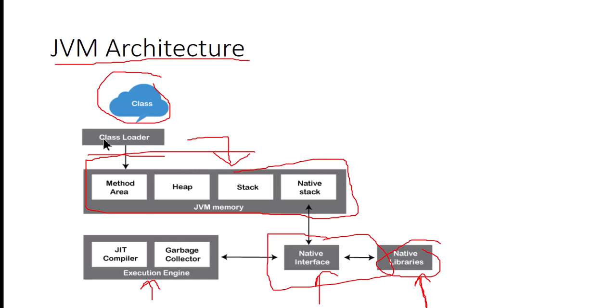Then we have an execution engine. This is where the magic happens. This is where a program is run using the Java interpreter line by line, and the JIT compiler is basically used to improve performance. For the garbage collector, I will take some other session and explain how it works. So this is all for this, and I will make one more video explaining this in more depth. Thank you.